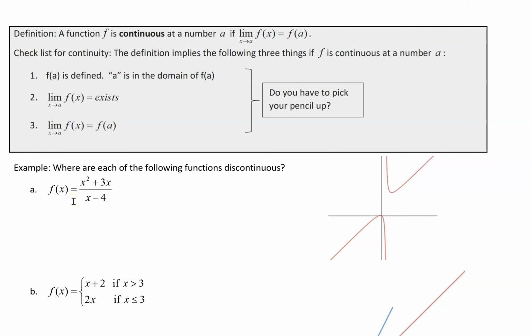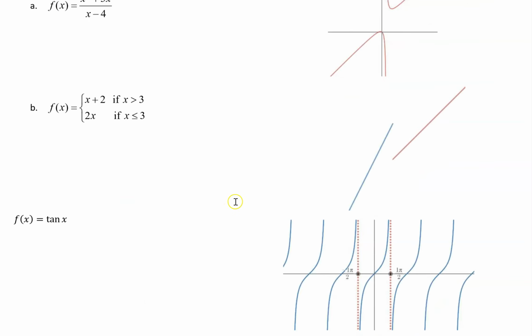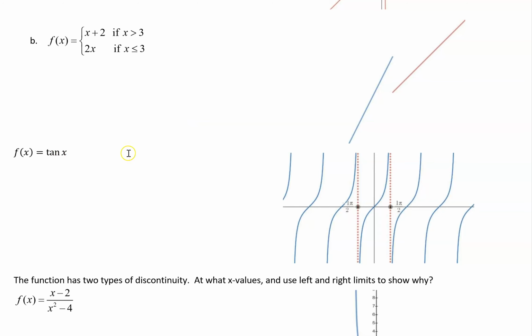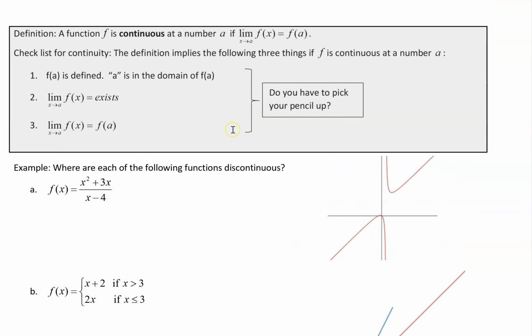So in this one, we're going to be looking at functions and determining where they are discontinuous, and they're very, very quick. So we're going to start with a rational function, and then move on to a piecewise, and then a trig function, so that we've represented all three.